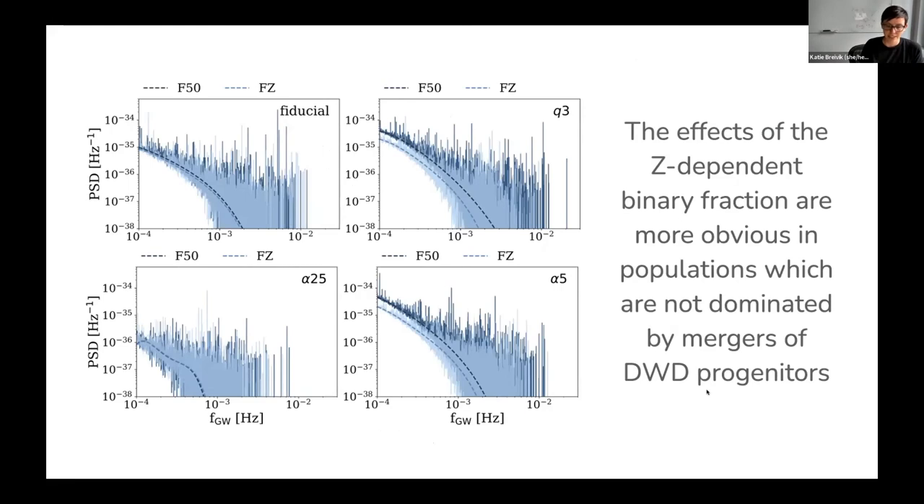And the thing that really stands out here is that the effects of a metallicity dependent binary fraction are much more obvious in populations like Q3 and alpha 5, which are not dominated by the mergers of double white dwarf progenitors. Indeed, in those particular populations, we see a reduction in the height of the double white dwarf foreground that's quite significant. In our other models, which are more dominated by mergers of double white dwarf progenitors, we don't see too much of a difference.